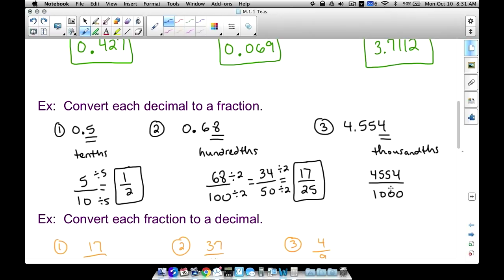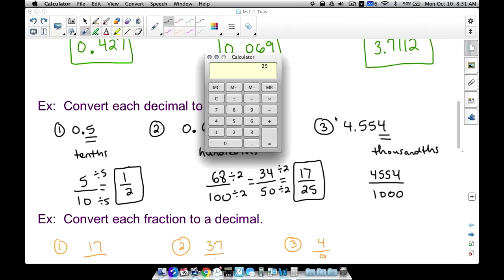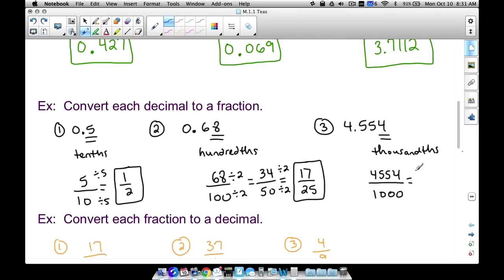But nonetheless, here, let's just go ahead and use the calculator. Let's see if we can divide by something bigger than 2. So 4, 5, 5, 4. I'm going to divide this thing by 4. Let's see what we get. Okay, we can't divide by 4, because we get a decimal. And we don't want to use decimals and fractions mixed together. So let's just take the 4554 and let's divide it by 2. And therefore we get 2277. And then if we take 1000 divided by 2, we get 500.